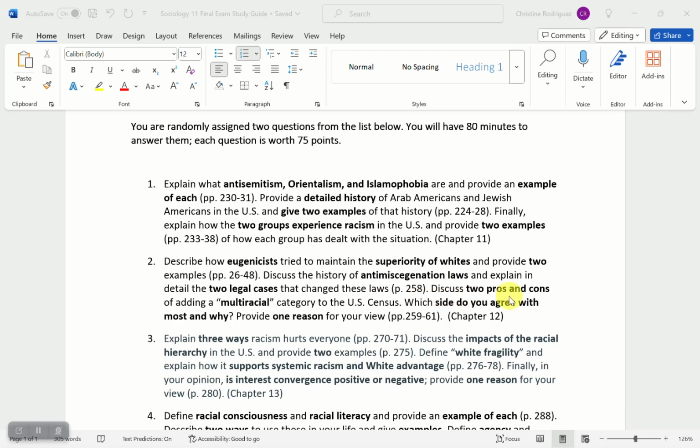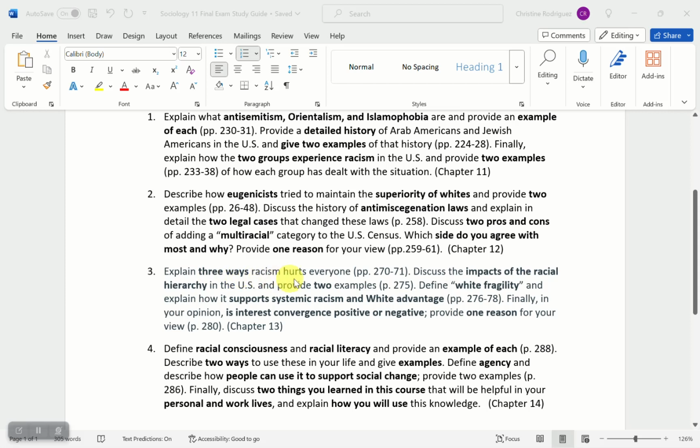Discuss two pros and cons of adding a multiracial category to the U.S. Census. Okay, so you're going to discuss two pros, you're going to discuss two cons of adding a multiracial category. There is a discussion in the textbook under the multiracial identity section that does discuss both the pros and the cons of creating this kind of category. So provide that information and then tell me which side you agree with most and why. Provide one reason for your view.